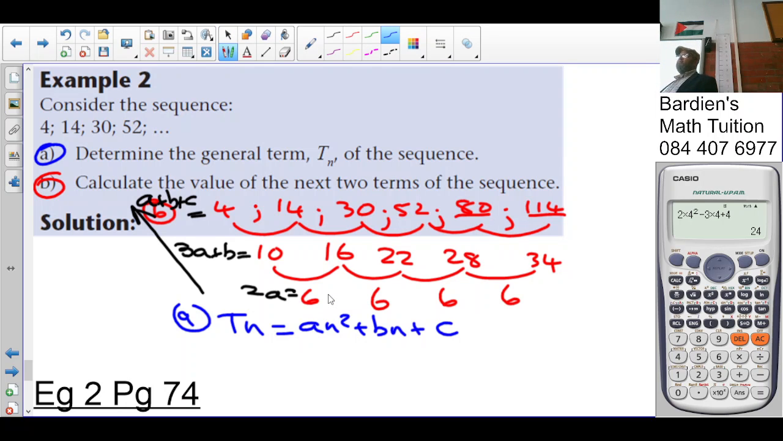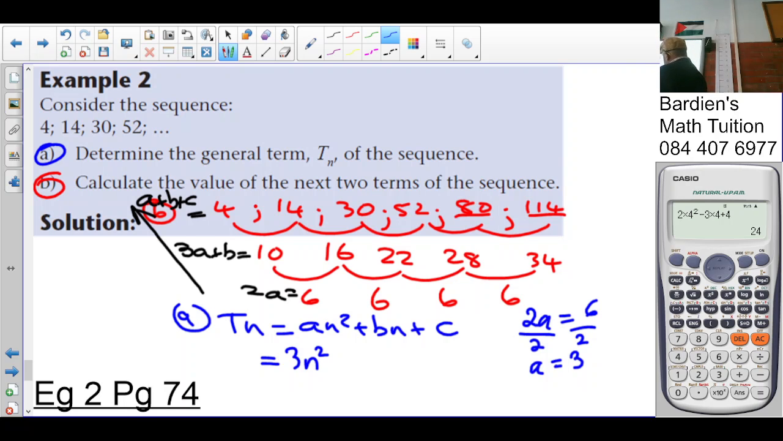So busy? Who's so busy? Nobody? Okay, so what do we say? 2a is equal to 6. Divide by 2 both sides, so a is equal to 3. Is that correct? So it's going to be 3n squared.